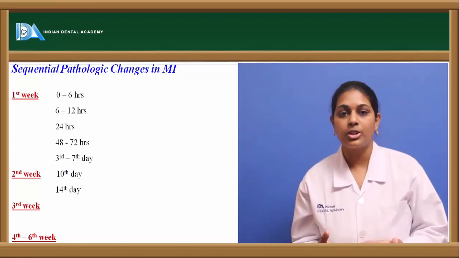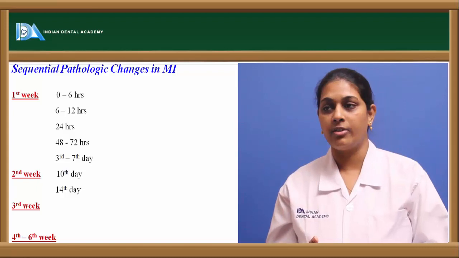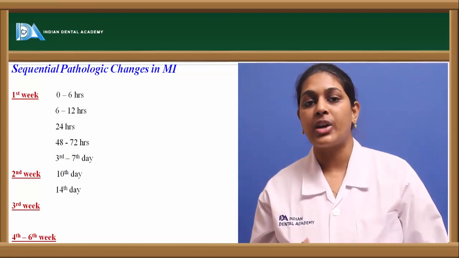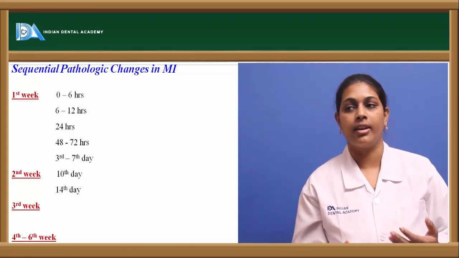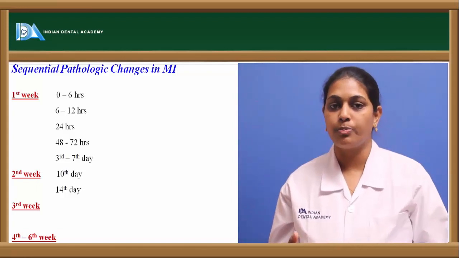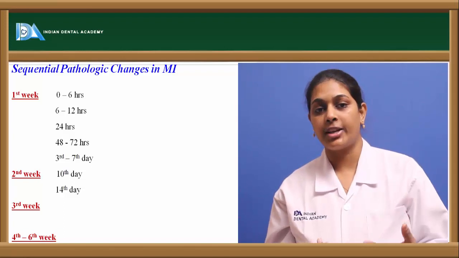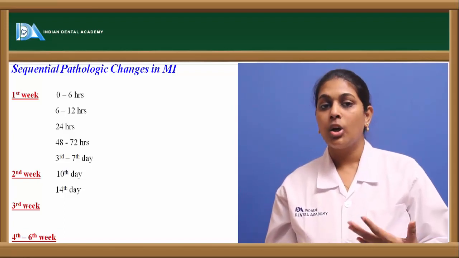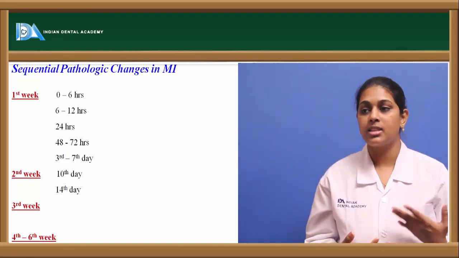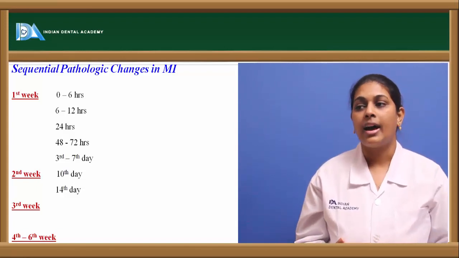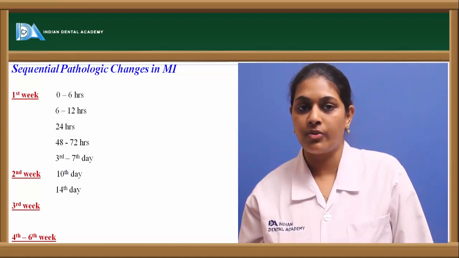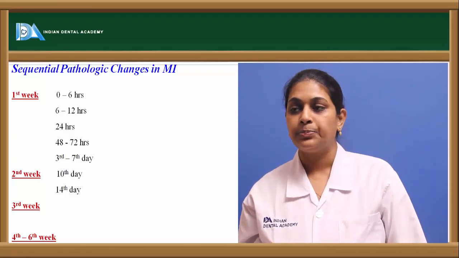Coming to the next 24 hours of infarct formation, we see cyanotic changes clinically, which appear red to purplish in color at the area of hemorrhage. Under the microscope, coagulative necrosis can be seen as in the previous 6 to 12 hours. Other than that, marginal neutrophilic infiltration can also be seen.